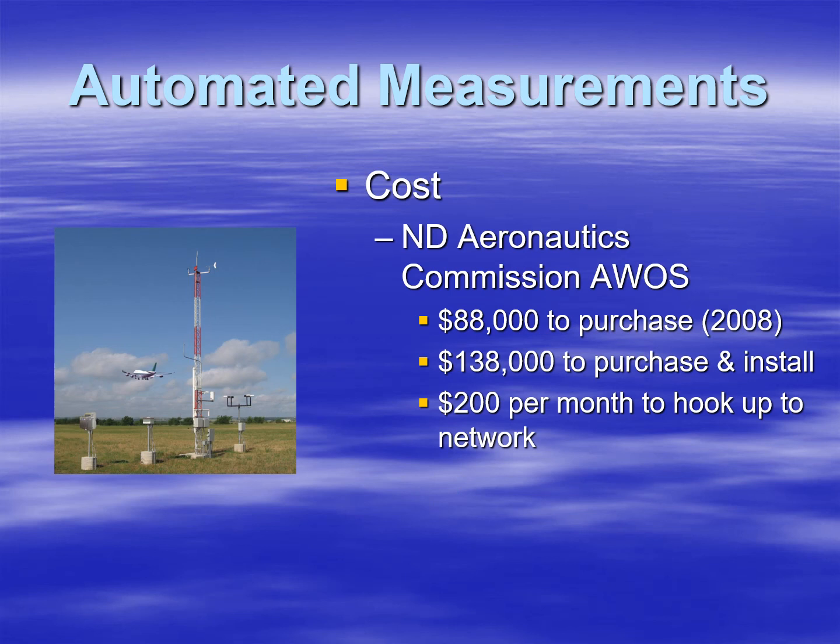Here's some numbers for an AWOS machine if you want to buy one. The North Dakota Aeronautics Commission gave me these numbers back in 2008. To purchase the ASOS, it costs 88 grand. It costs another 50 grand to install it, meaning to pour the concrete pad, to run electricity out to it, to run a data line out to it, and to calibrate it, and then have it report weather. Every month it costs $200 to have a network connection. So you can see it is pretty expensive up front, but in the long run, believe it or not, it's cheaper than a human.